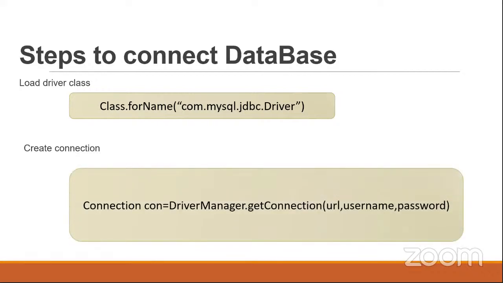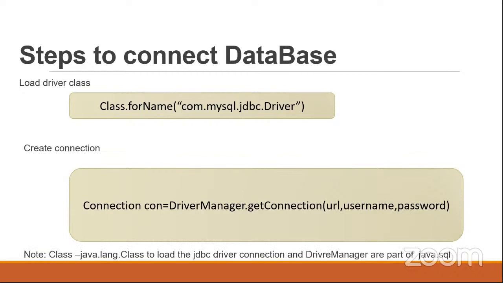Here you can see Connection, its reference, equals DriverManager. So what is DriverManager? DriverManager is a class, and we are calling the getConnection method. Inside this getConnection method, compulsorily we have to pass the URL, username, and password. These are the three arguments we must pass inside getConnection. Then only will the connection be established with a database, or else it will throw an exception. Right. So note the point: Class is a predefined component, basically used for loading the JDBC driver, connection and DriverManager. You can say it's a part of the SQL API.